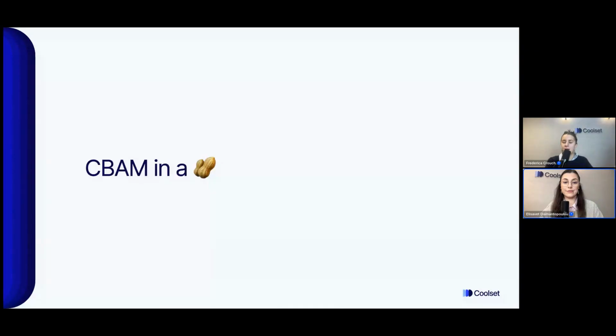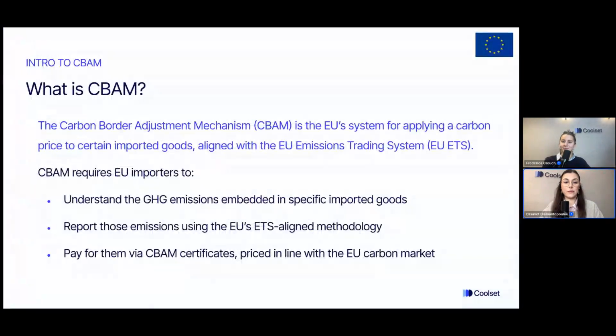So to start off, CBAM in a nutshell. What is CBAM? It stands for the Carbon Border Adjustment Mechanism, and it's the EU system for applying a carbon price to particular imported goods. And it's aligned with the EU ETS, or emissions trading system, which already operates within the EU.